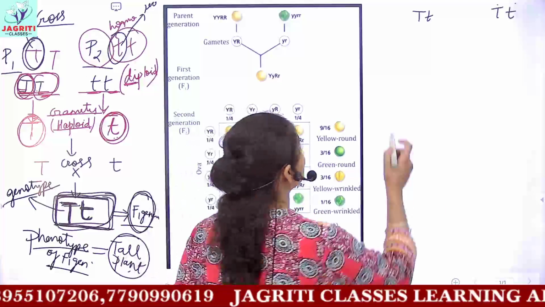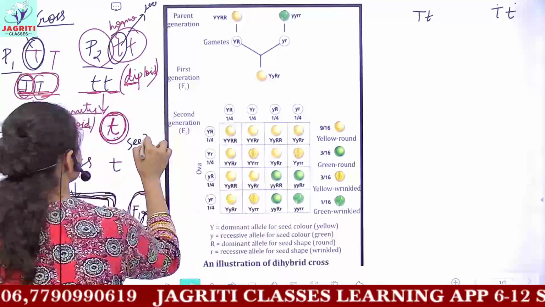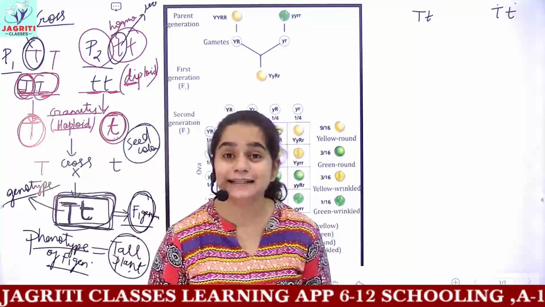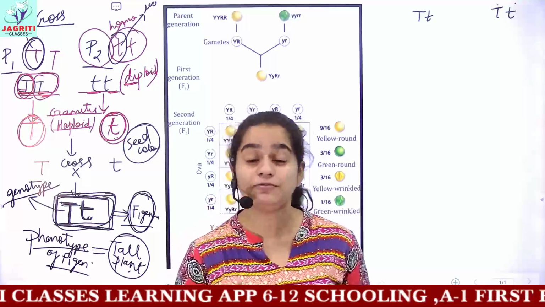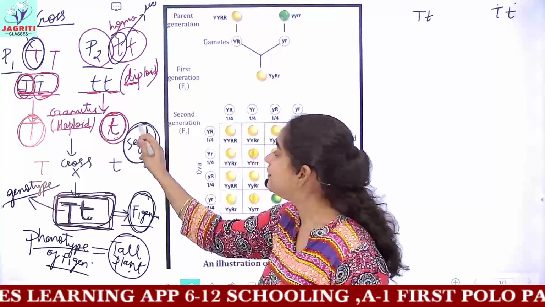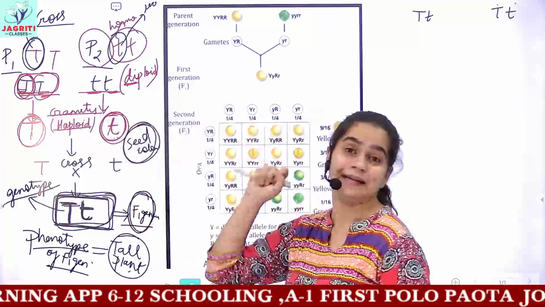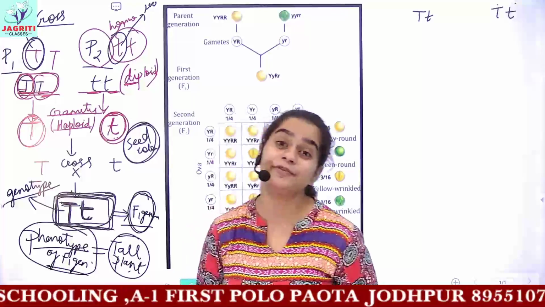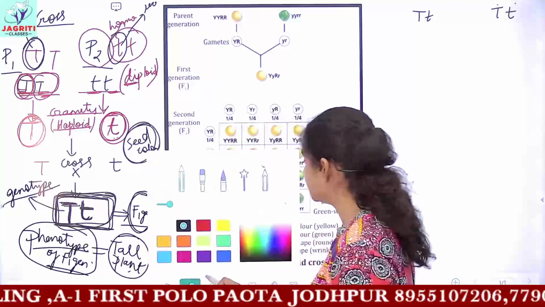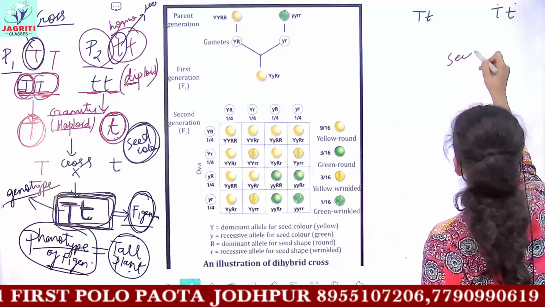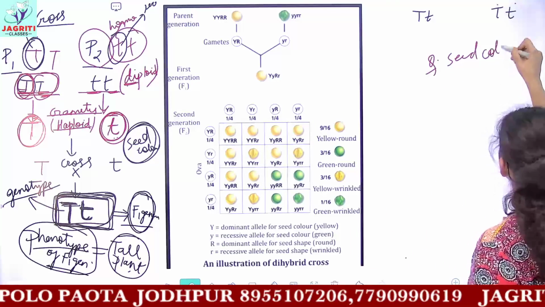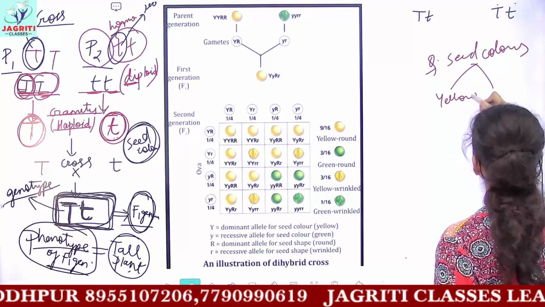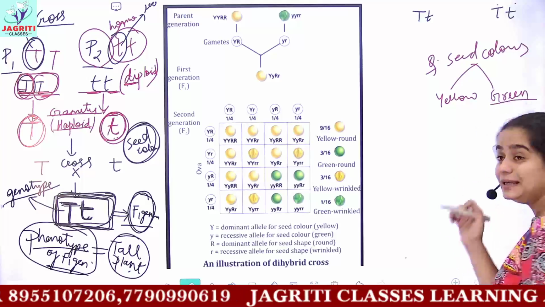If you are considering the seed color, we have read 7 traits: pod shape, pod color, seed shape, seed color, flower position, everything we have done. Then if I take two seed colors, yellow and green, which seed color will I get in the phenotype of F1? If I give you a question that a pea plant has two types of seed color, one is yellow and the other is green colored seeds.